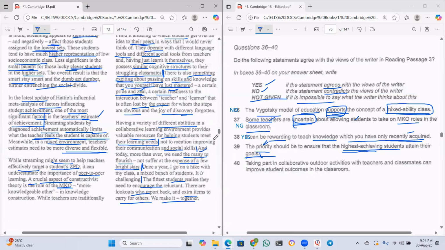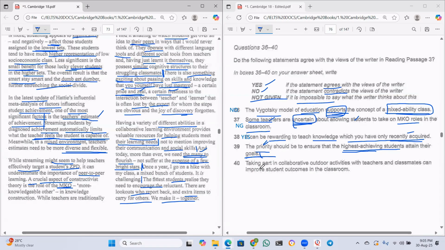Many means majority, guys. So we want the majority to flourish, not suffer at the expense of a few bright stars. Now they should not suffer because of some bright students. That's what it means. So, because of some bright and clever students, the remaining majority should not suffer. They should also flourish. We need the many to flourish, not suffer at the expense of the bright star.